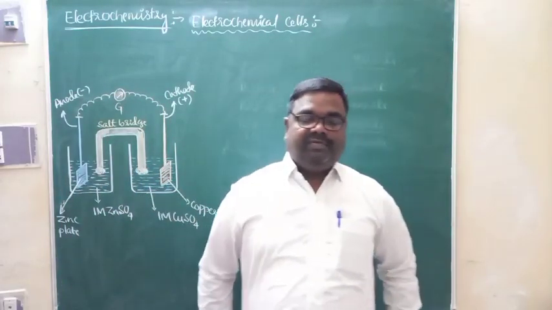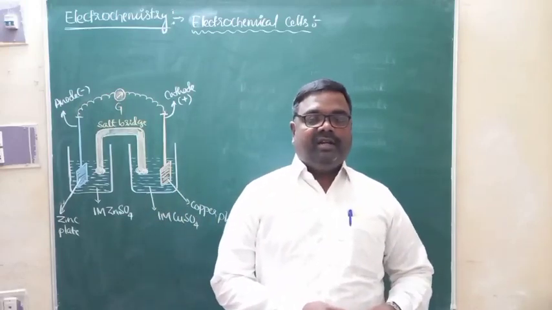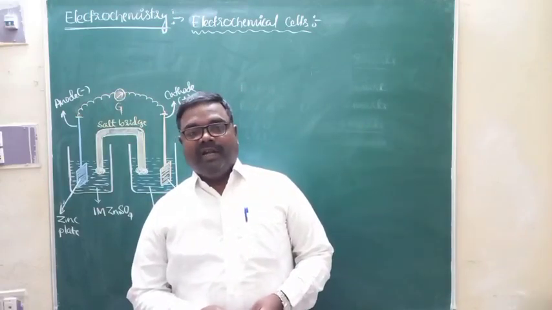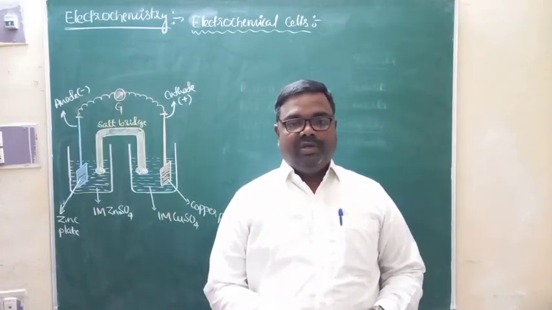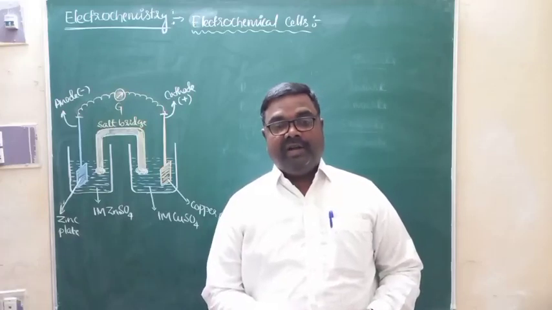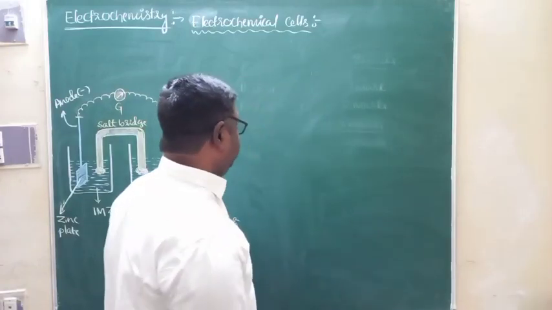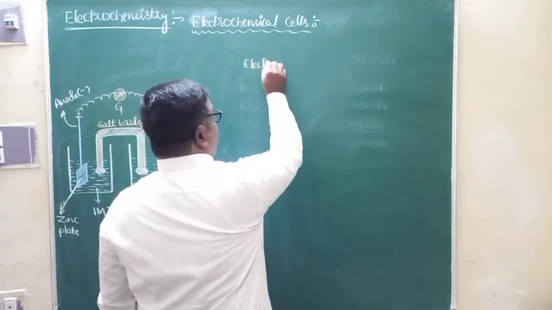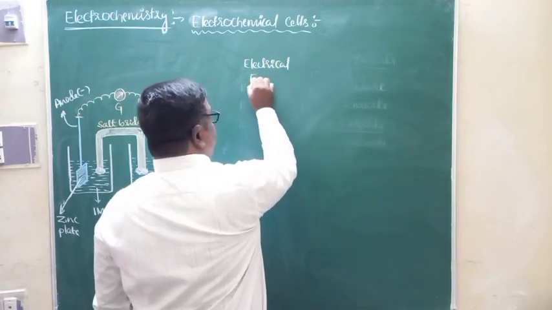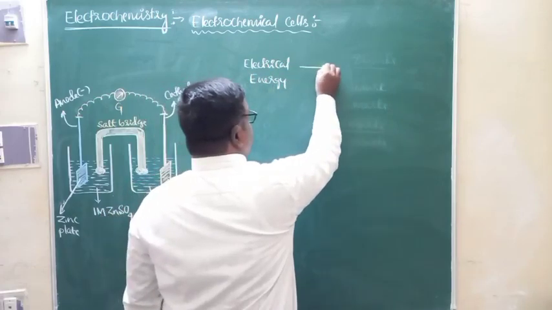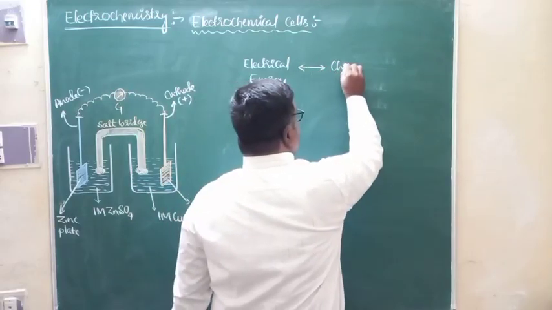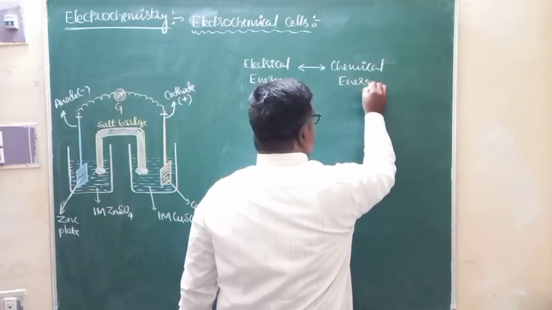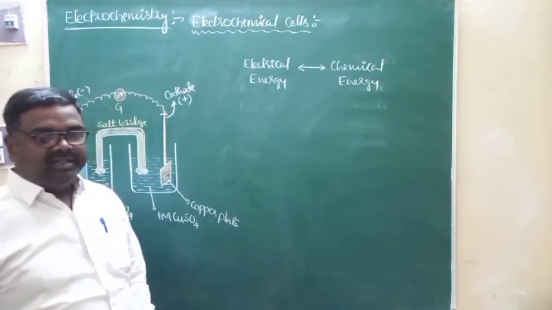Electrochemistry deals with the study of interconversion of electrical energy and chemical energy, and also the behavior of electrolytes. So that branch of chemistry is called electrochemistry. A branch of chemistry that deals with the study of interconversion of electrical energy and chemical energy, right?